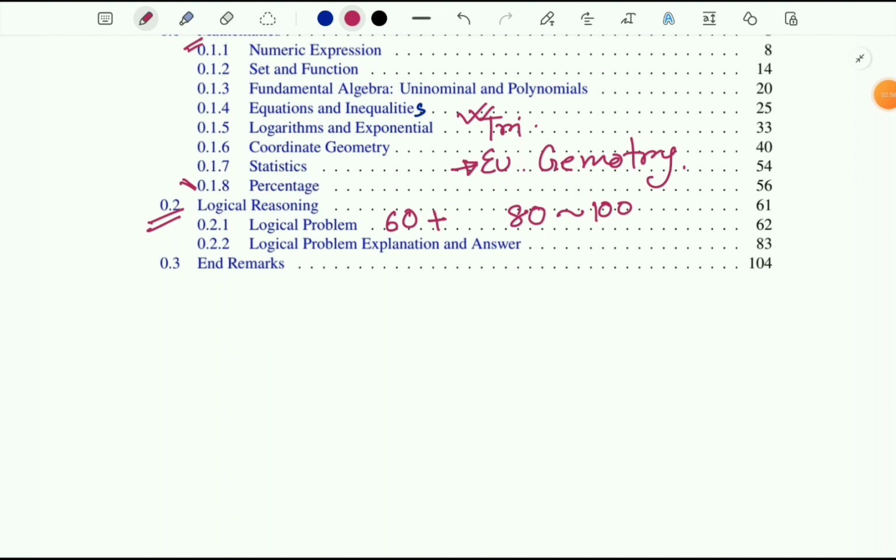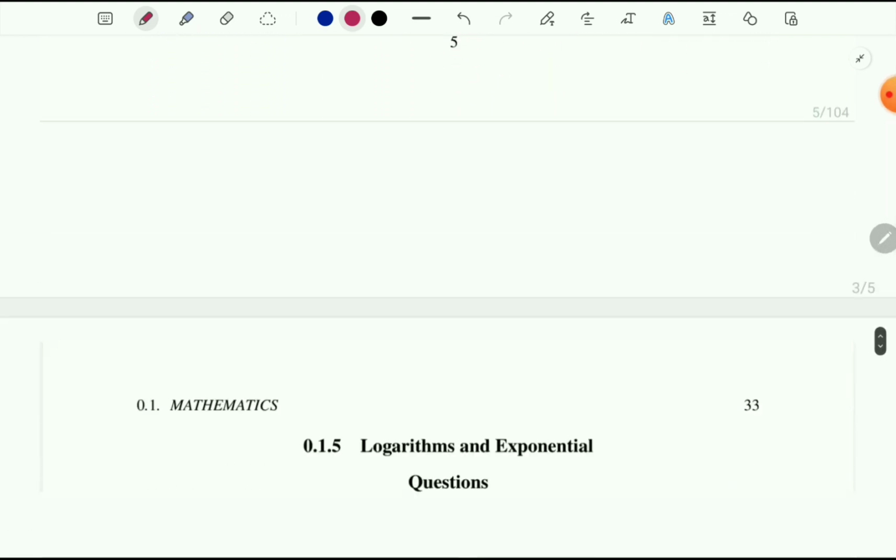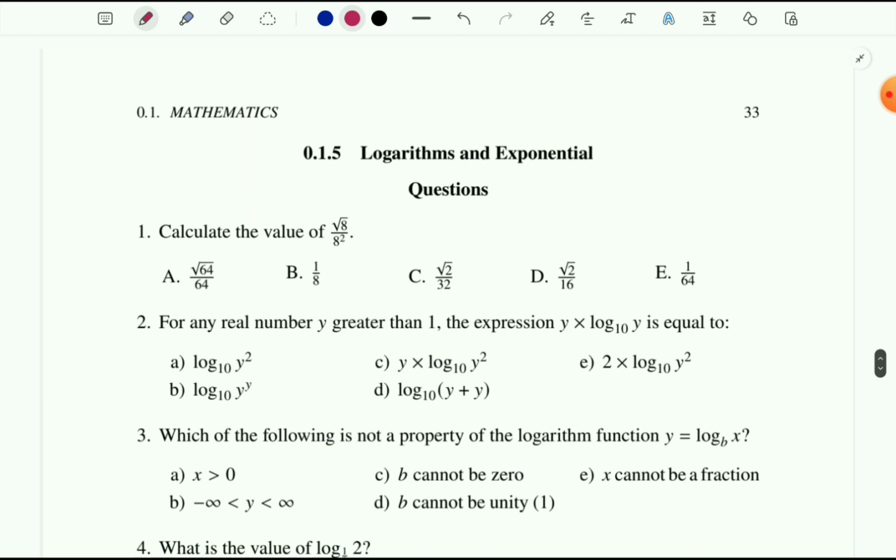And the important thing is the logical problem explanation and answer. This is very important because I explain all 5 options separately. I explain why each is right or why it's wrong. So if you read them, you will clearly understand why that particular option was wrong and why it was right. So I highly recommend studying these books. So that was all about my book.